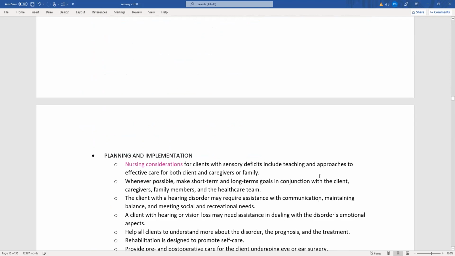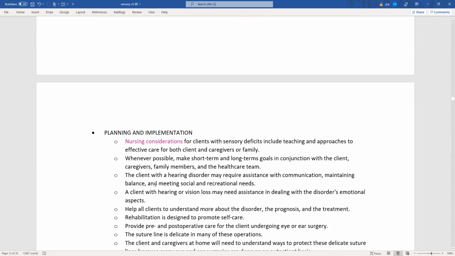Now, let's talk about the plan and the implementation. This is what we are going to do as nurses when we go in there trying to make up plans, trying to set goals and come up with a game plan to help these patients. Nursing considerations for clients with sensory deficits include teaching and approaches to effective care for both client and caregivers or family, right? Whenever possible, you want to make short-term and long-term goals in conjunction with the client, caregivers, family, and healthcare team. The client with a hearing disorder may require assistance with communication, maintaining balance, and meeting social and recreational needs. Okay.